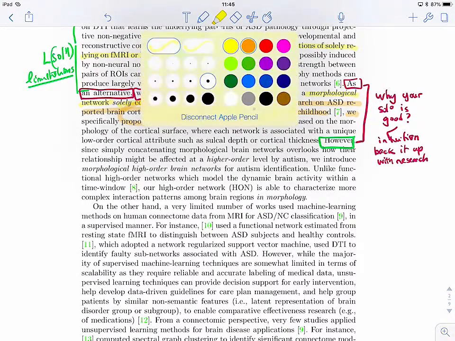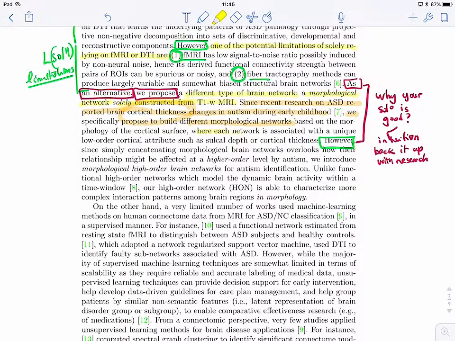So here, where each network is associated with a unique low-order cortical attribute, such as sulcal depth and cortical thickness. However, since simply concatenating morphological brain networks overlooks how their relationship might be affected at a high-order level by autism, we introduce morphological high-order brain networks, okay?